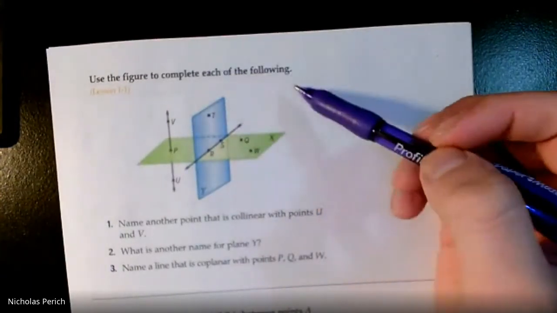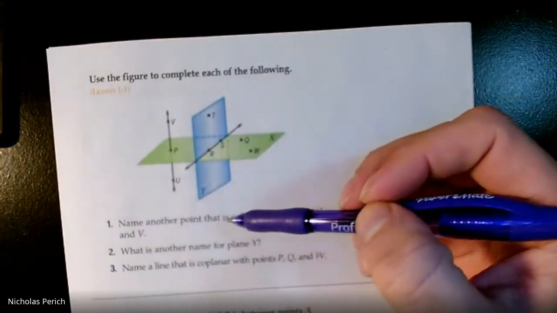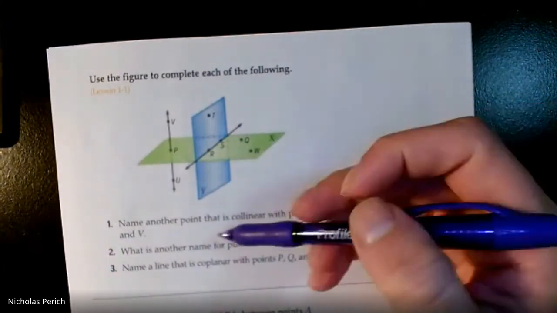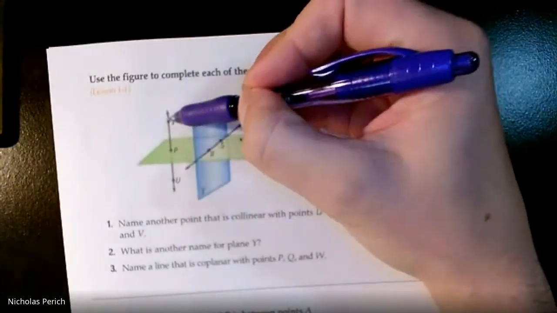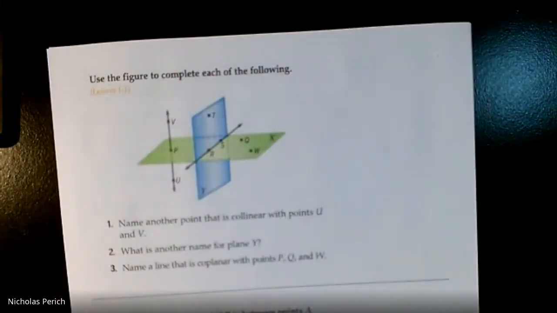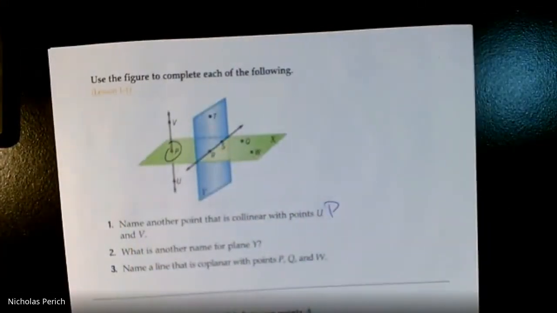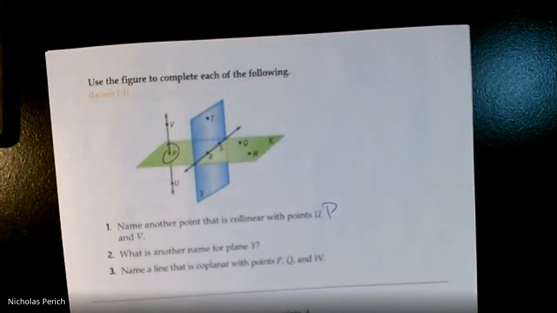Use the figure to complete each of the following. Name another point that is collinear, which means on the same line, with points U and V. So here's U, here's V. There's only one option. Put it in the chat or say it out loud. P. P is the only one that's going to do just that, so that's nice.